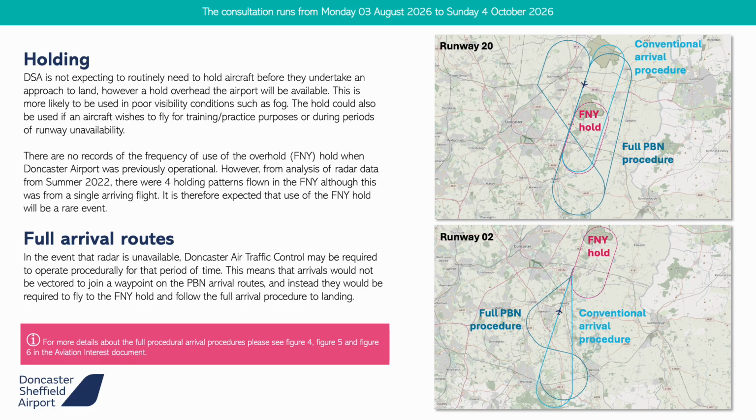From there, if there was ever radar unavailable for air traffic control, aircraft would fly the full procedure as shown on these images here. For this eventuality, we have both satellite-based and ground-based flight paths.